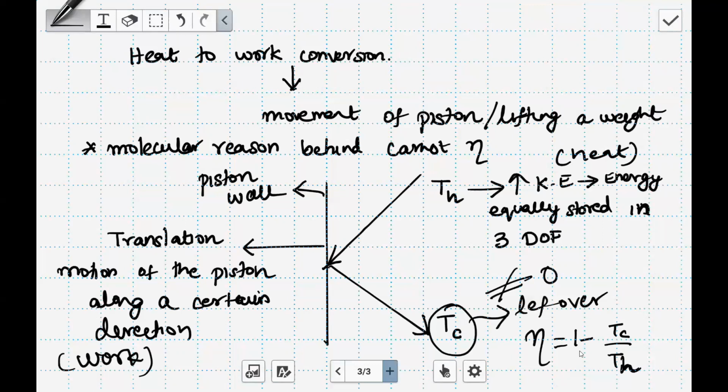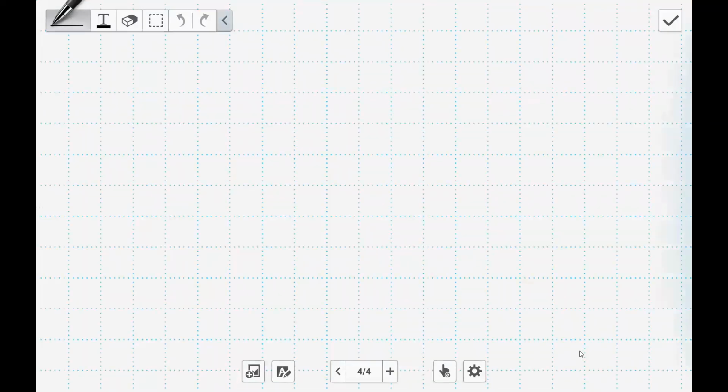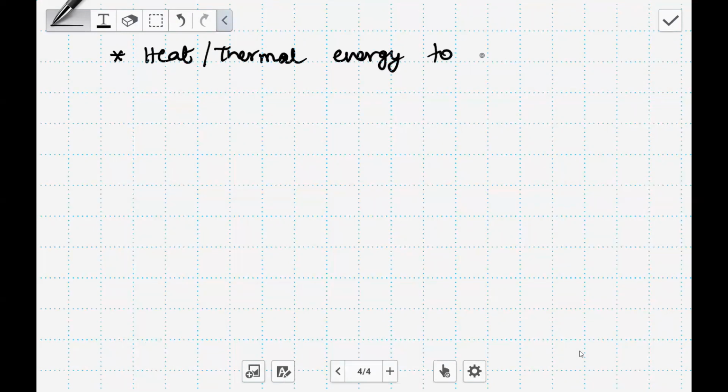So which are the energy conversion systems which are limited by Carnot? Whenever there is thermal energy to work, this is limited by Carnot.